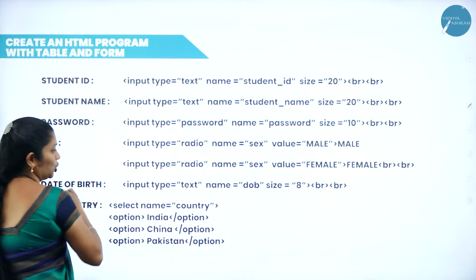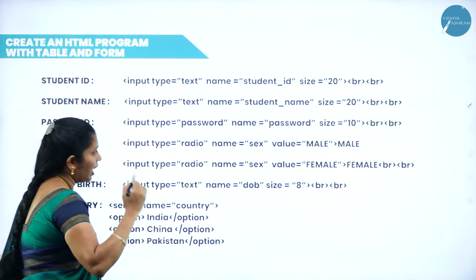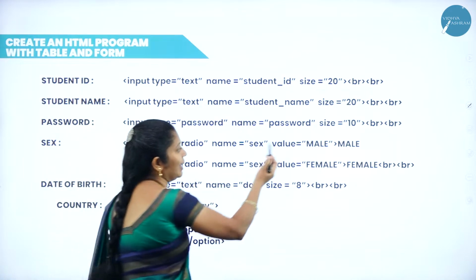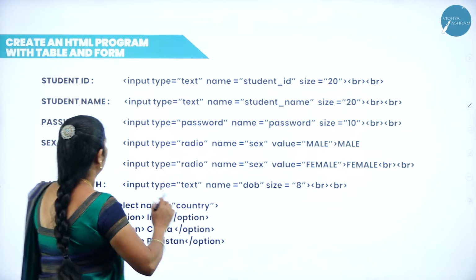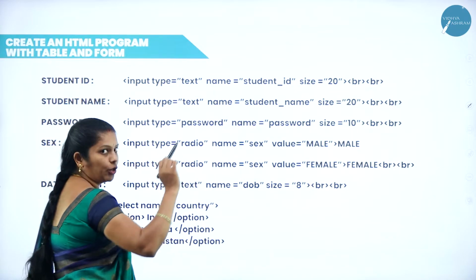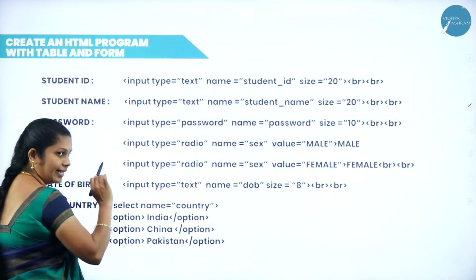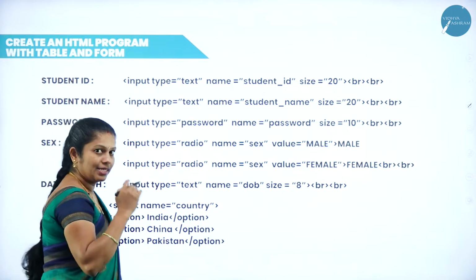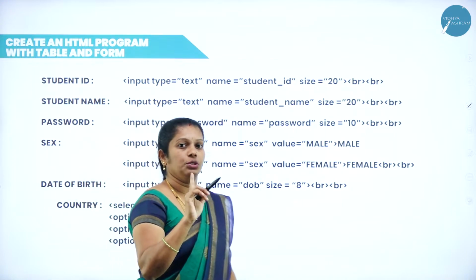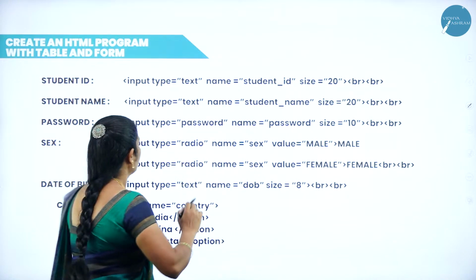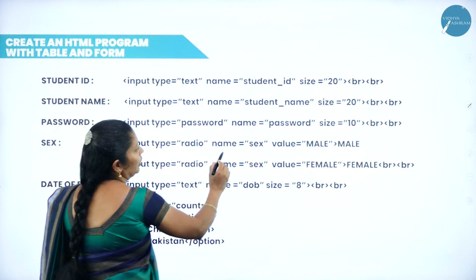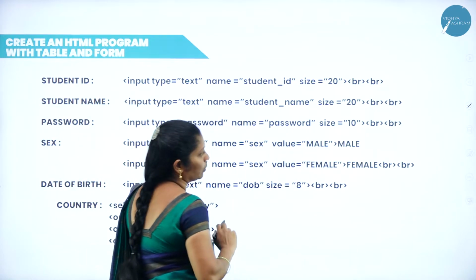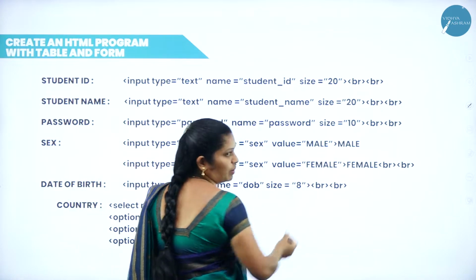And the next option we have is sex. Here we have 2 options. One is male and one more is female. Then here input type equals radio. Here I took the heading as sex. Under that, male and female I am selecting. In this case, when you want to select only one option, then we use a radio button. That is input type equals radio, name equals sex and value equals male. With that, it has to display male.